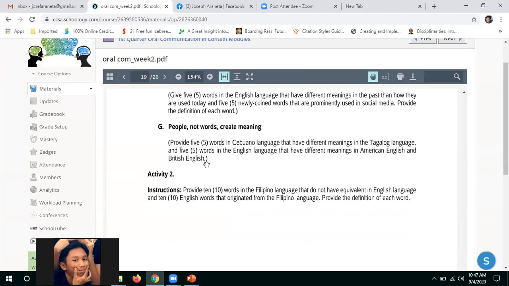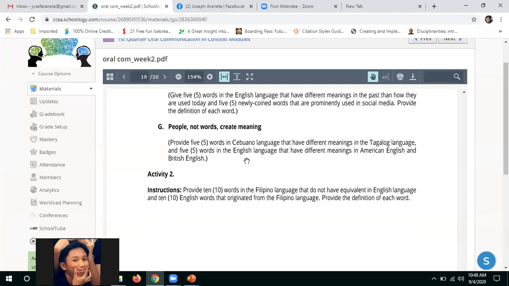People, not words, create meaning. Provide 5 words in Cebuano language that have different meanings in Tagalog language. Meaning 5 Cebuano words that have different meanings in Tagalog. Like for example, the word langgam. Malanggam in Cebuano, it refers to birds. But in Tagalog, it refers to ants. Ganon. 5 lang.